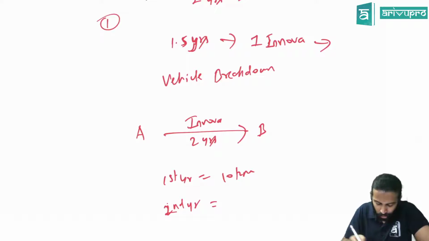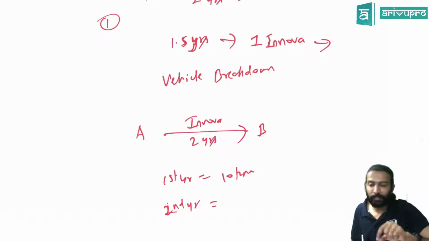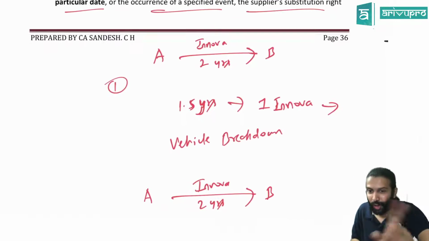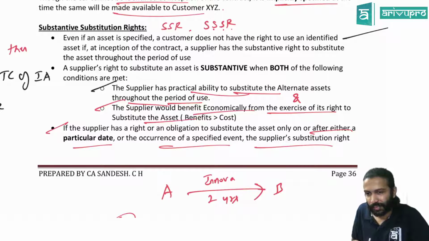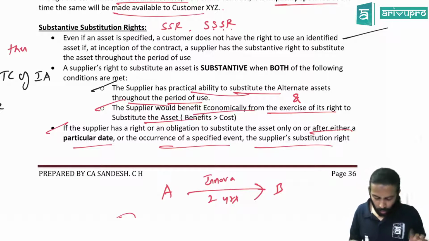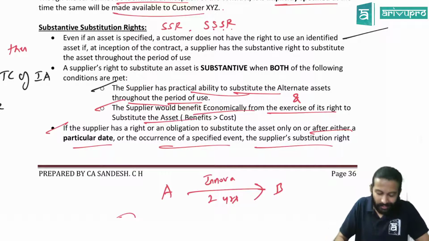No, because only after a particular period of time is he substituting. Remember the first condition? What does SSR mean? What are the two conditions? You must have the ability to substitute, not just on a particular date but throughout the period of use. Throughout the 2 years, you should have the substitution rights. And throughout the 2 years, it must be beneficial for him to substitute. Only then does the supplier have SSR.